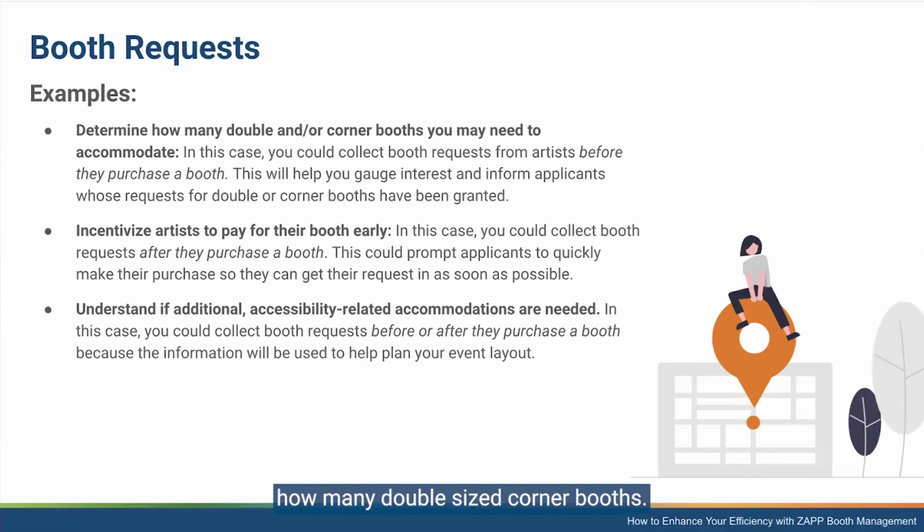Maybe you want to determine how many double size corner booths, however many booths you have. Maybe you need to decide how many you need to accommodate. So in that case, you could collect booth requests from artists before they go in and purchase their booth product. That will help you gauge interest and inform applicants whose requests for double or corner booths or whatever ones you have set up have been granted before they go in and purchase that specific size.